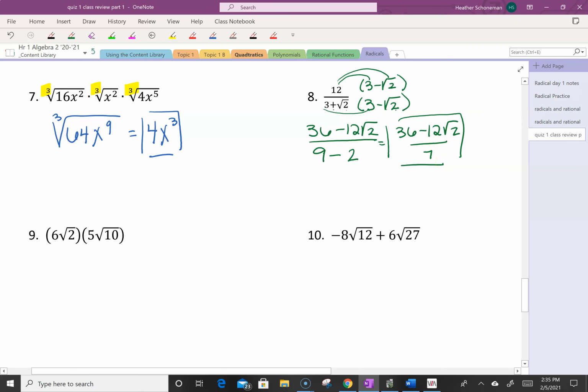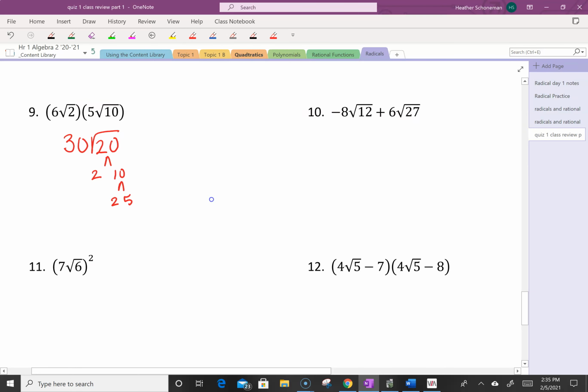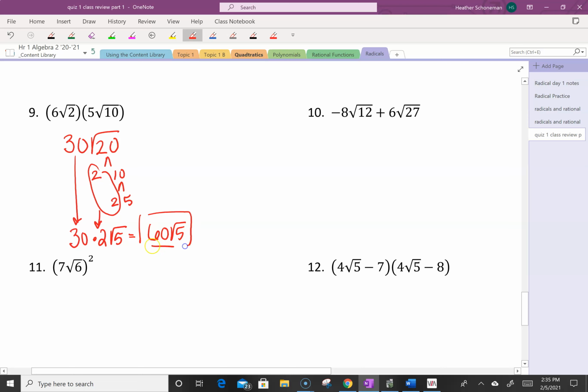Done. The next one, we're multiplying. You multiply the numbers outside. 6 times 5 is 30. The numbers inside, 2 times 10 is 20. But 20 can simplify, so I want to keep going. It's a square root, so I'm looking for groups of 2. So my first number is 30. I bring out the 2, and then there's a 5 underneath. This gives me 60 square root 5.